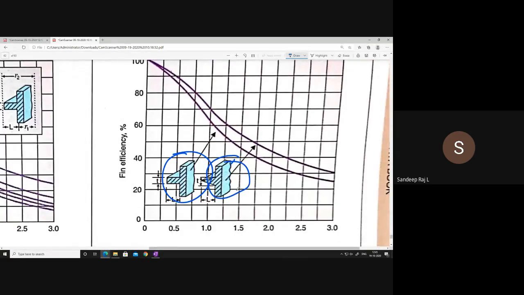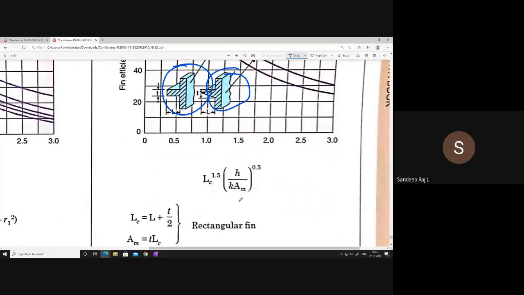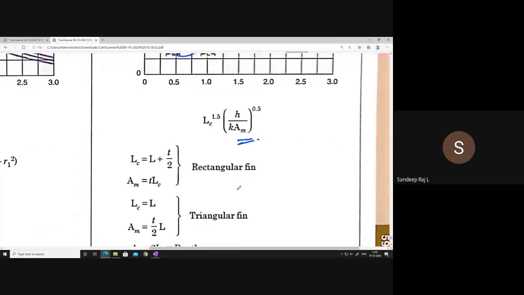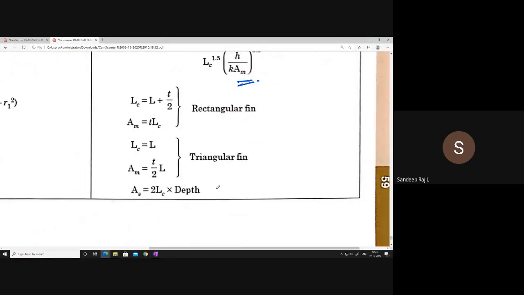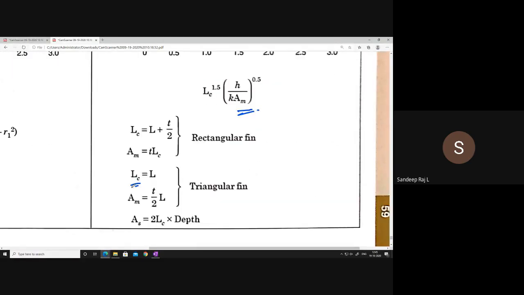You have a triangular fin. Whether it is a triangular fin or the rectangular fin, the x-axis expression is the same, but Lc and Am are varying. So you have to do it again actually.